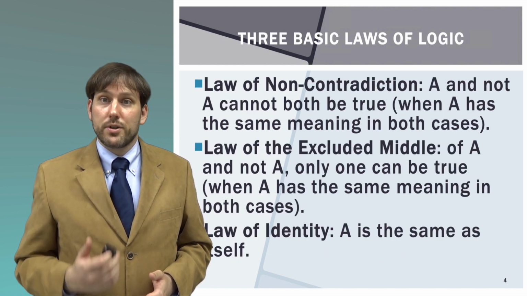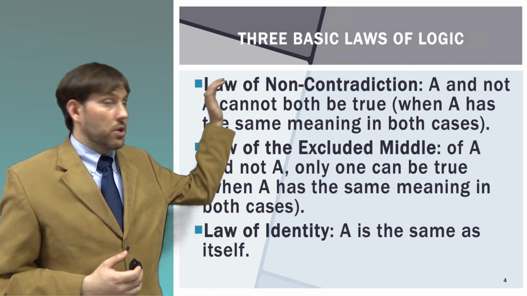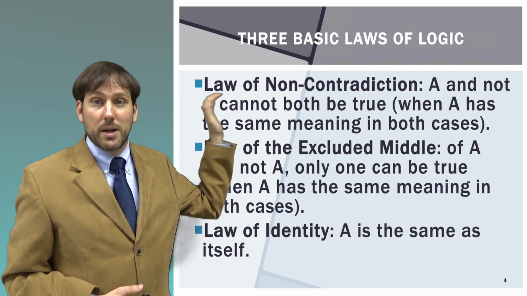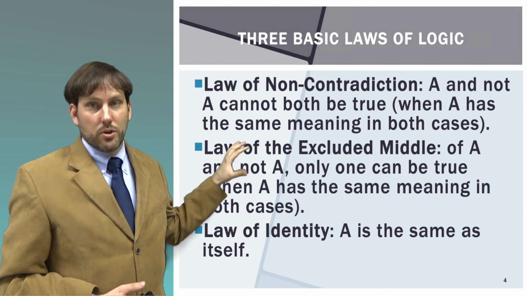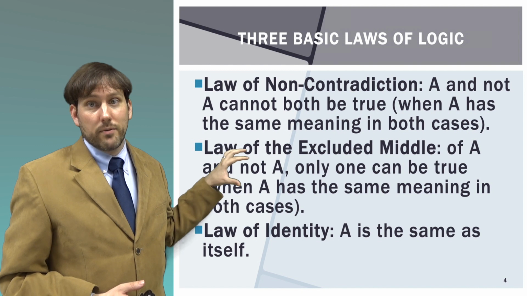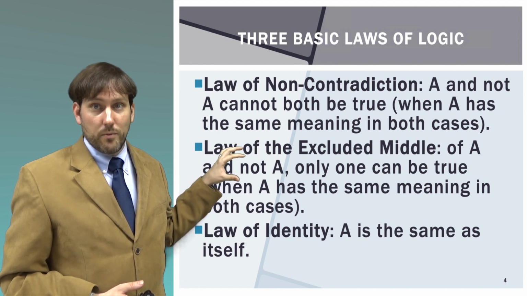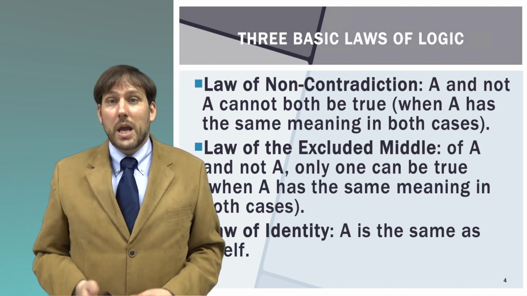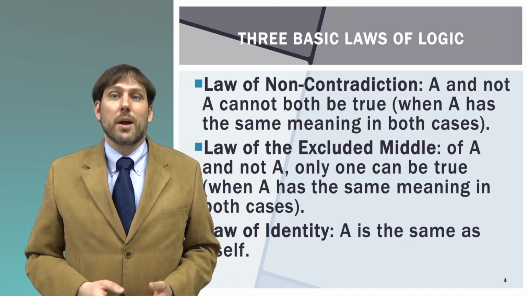So, what are those 3 laws? Those 3 laws are the law of non-contradiction: A and not A cannot both be true at the same time with the same meaning. The law of the excluded middle, which is that of A and not A, only one of them can be true at any given time, and only one of them must be true. And the law of identity, that A has the same meaning every time that we're using it.